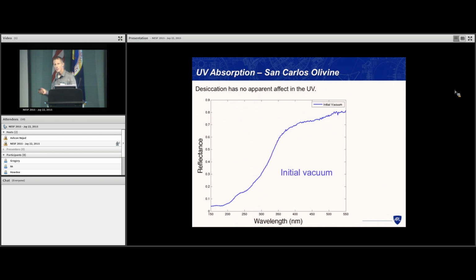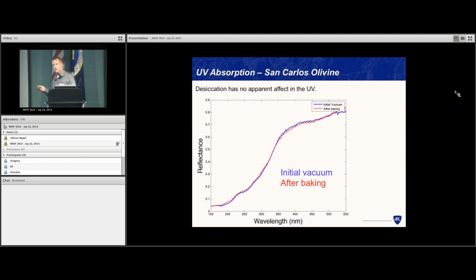Being vacuum UV measurements, we cannot take ambient spectra of this. All these spectra have to be done under vacuum conditions. So we can't look at large amounts of adsorbed H2O. So this is partially desiccated, and after fully desiccating overnight, what we end up with is the same spectrum.